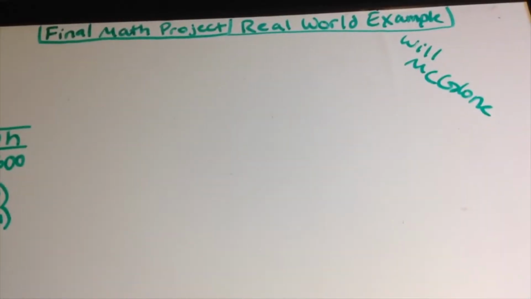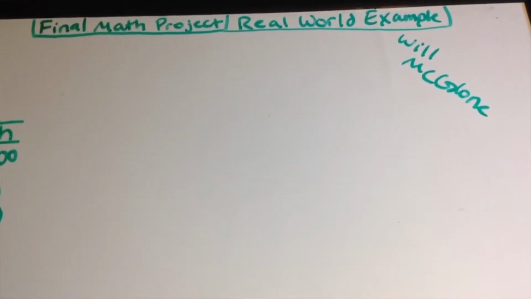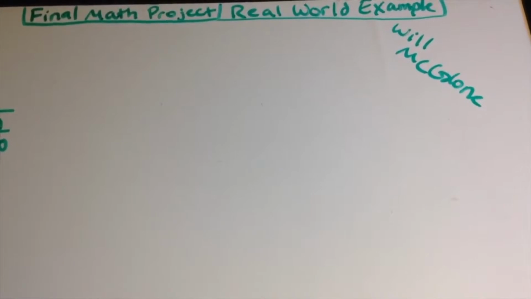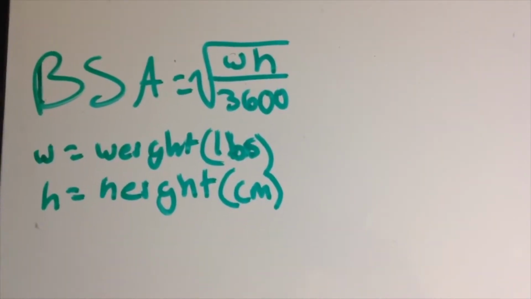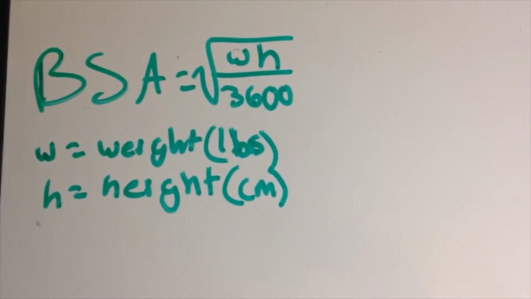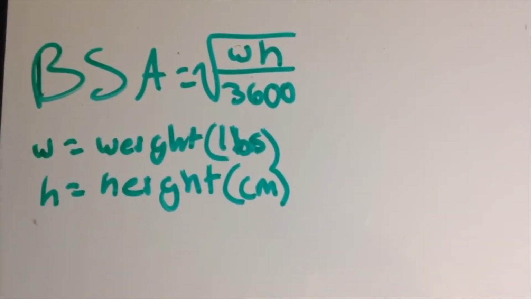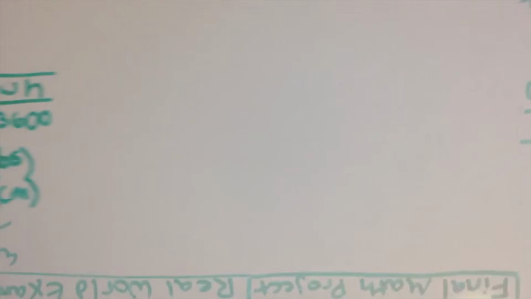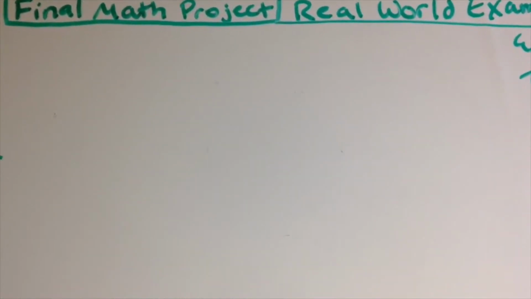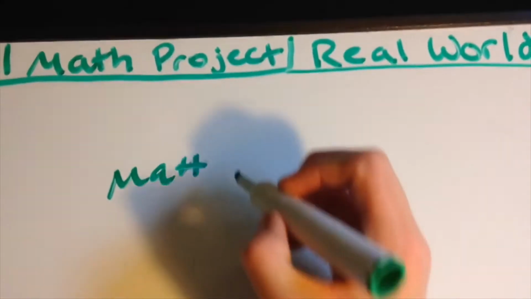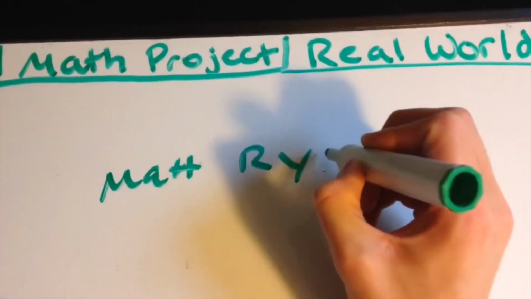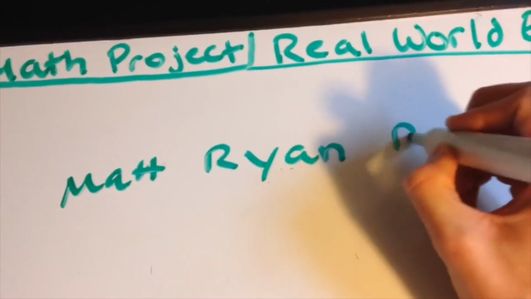One way to find or describe a patient's BSA is through the following formula. Body surface area equals the square root of weight times height over 3,600. Now let's suppose a doctor needs to order prescriptions for 3 different people: Matt, Ryan, and Blake.